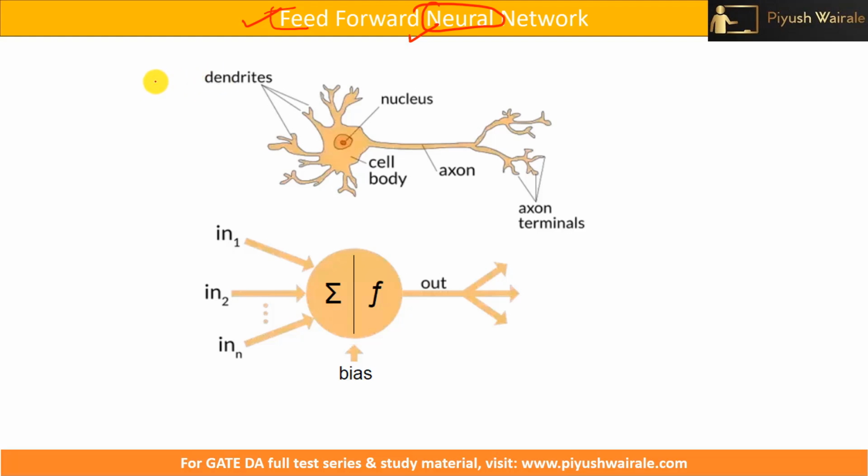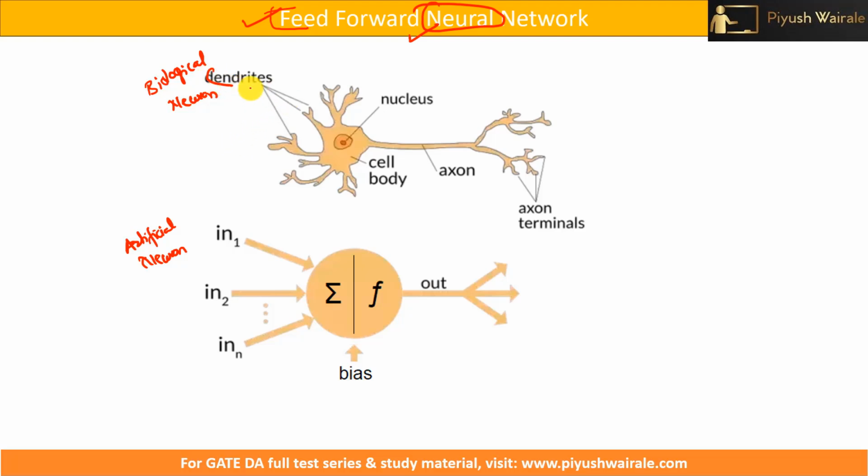So this particular image is of a biological neuron. And this is basically an artificial neuron. We are not going into the biological part of this neuron, but we should know how both are analogous to each other.